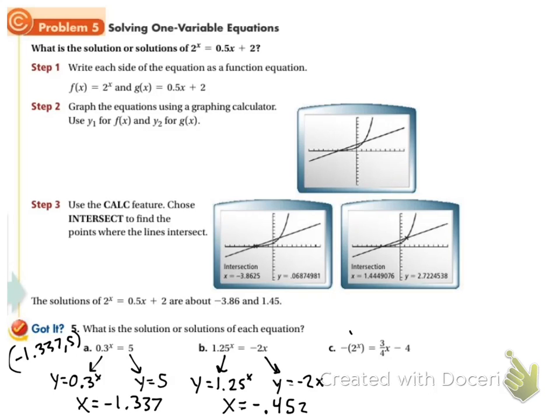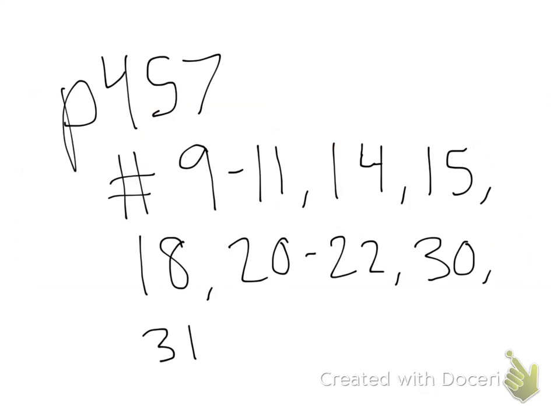And if I do my last one, one of my equations is -2 to the x. Make sure you've got your parentheses around that. So y equals (-2) to the x. And this gives me y equals 3/4 x minus 4. And when I graph those, I get that they intersect at the point 1.52, comma -2.86. So again, I just care about the x value, and I get x equals 1.52. And there's your homework.